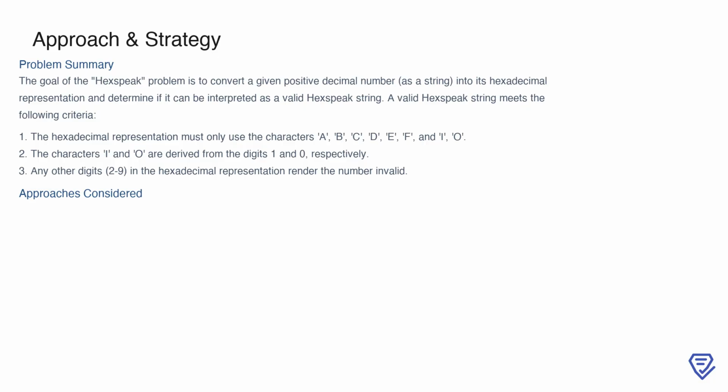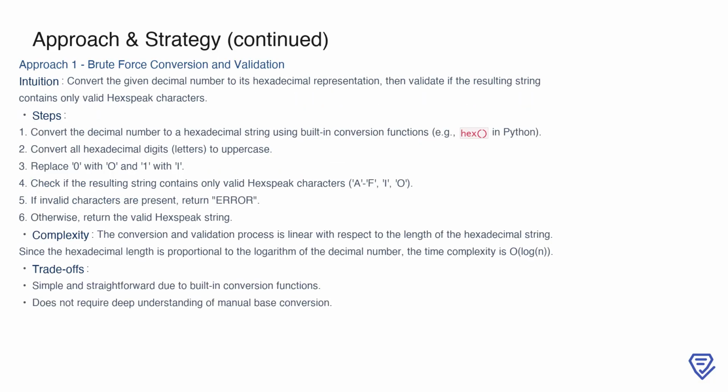If the hexadecimal representation contains any digits other than 0 or 1, such as 2 through 9, the number is considered invalid for Hexspeak. This problem challenges us to ensure that the conversion and validation steps are both efficient and accurate. One approach to solving this problem is to use brute force conversion and validation.